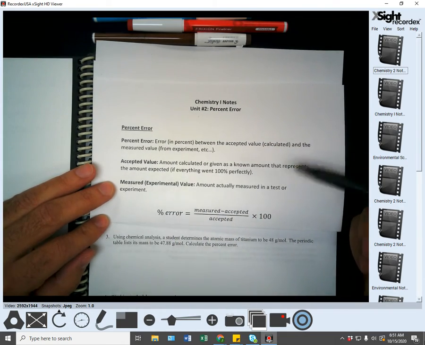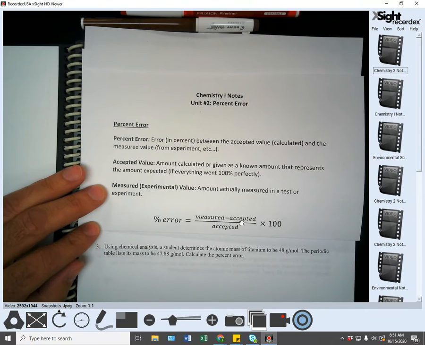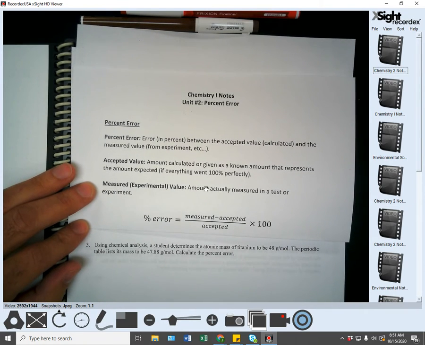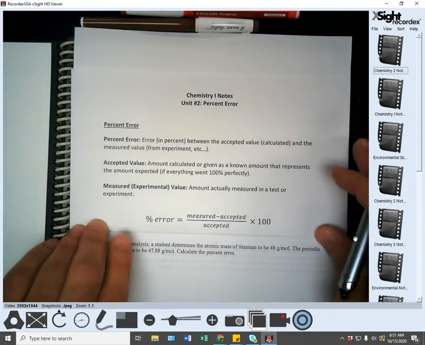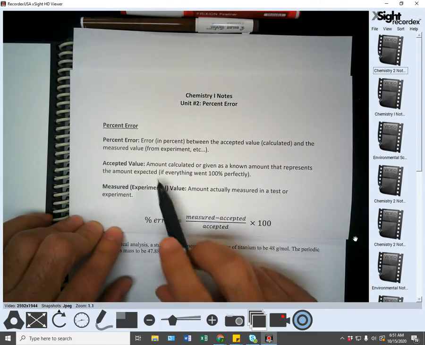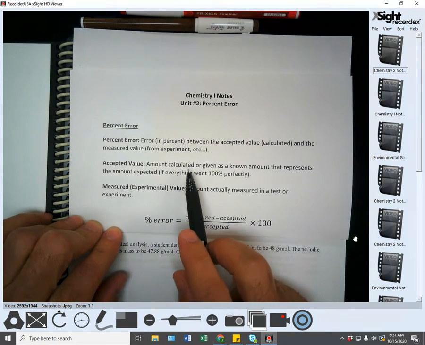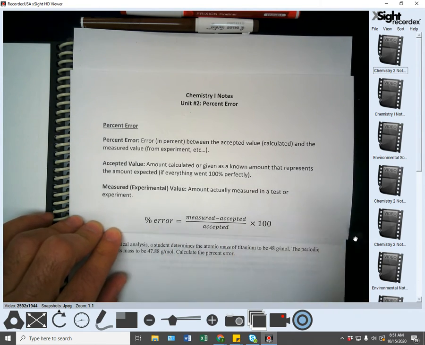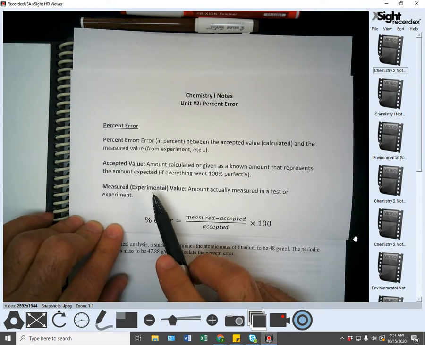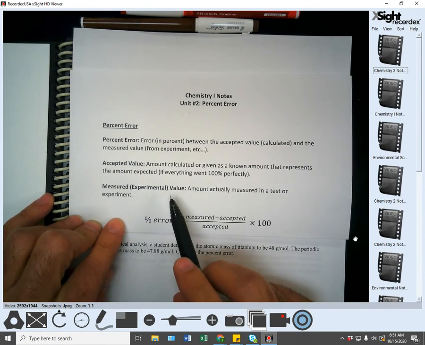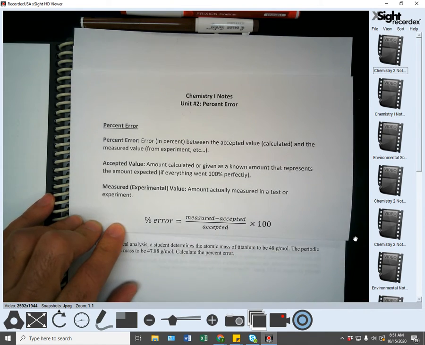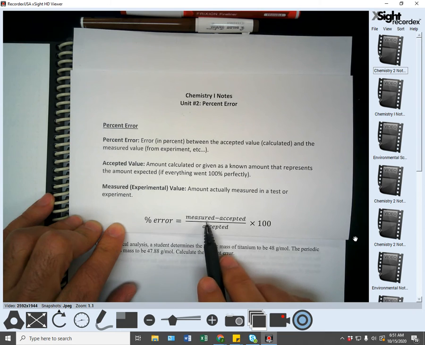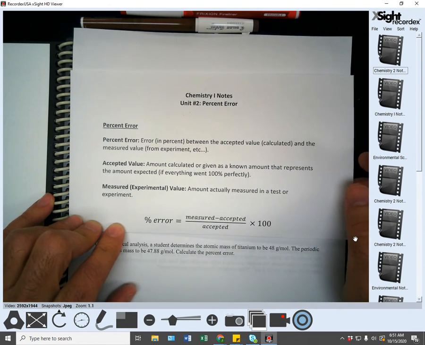The accepted value is the amount calculated or given as a known amount that represents the amount expected if everything went 100% perfectly. So that's, either through calculation or given as a known amount, the accepted value. The measured or experimental value is the amount actually measured in a test or experiment. Okay, then we have the equation. Percent error equals measured minus accepted over accepted times 100.